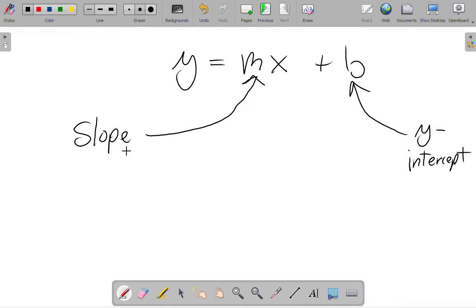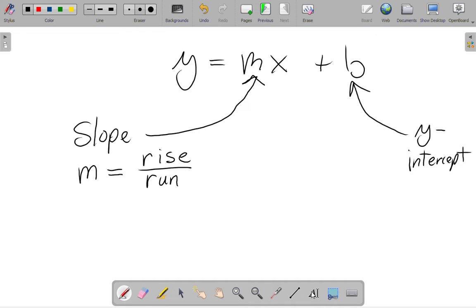Now, here where it says slope, here's what I'm going to write. Underneath slope, I'm going to write m equals rise over run. So all these terms right here are things that you're going to need to memorize. The format y equals mx plus b, we always want our equation to look like that.